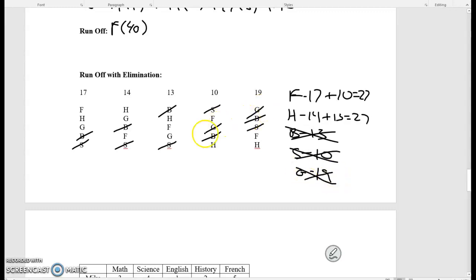So when G goes away, G's votes would have gone to B or S. They're eliminated though. So G's votes go to F. So it has 19, so it has a score of 46. Okay, so my runoff elimination winner is F with 46.